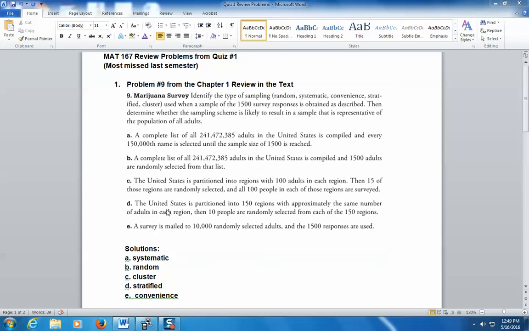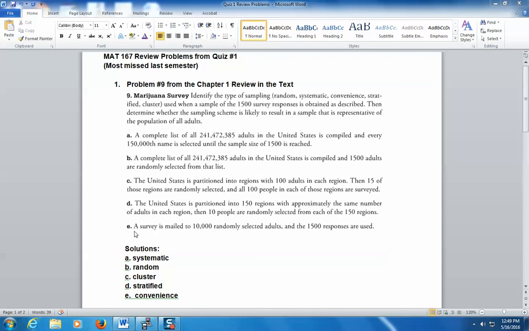D also partitions the United States into regions. This time it's 150 regions. But the difference here, we're going to have approximately the same number of adults in each region and then select 10 people from each of the 150 regions. So we did separate it into regions, but then we're randomly choosing people from each. So this one is a stratified sample.